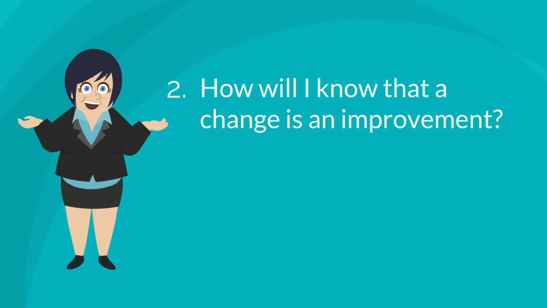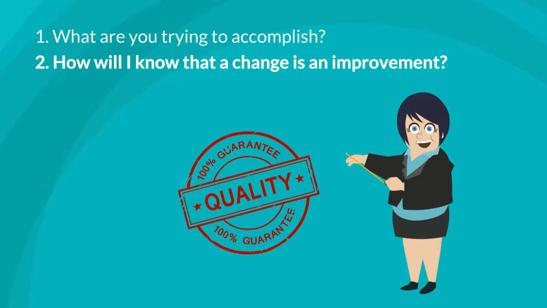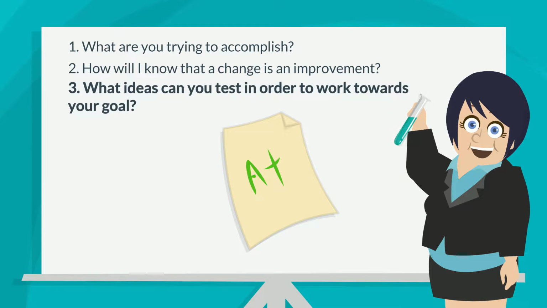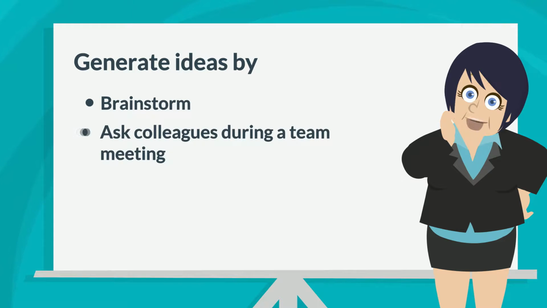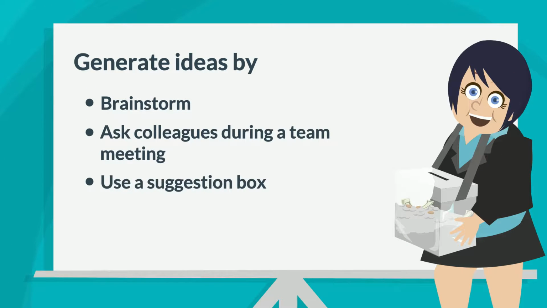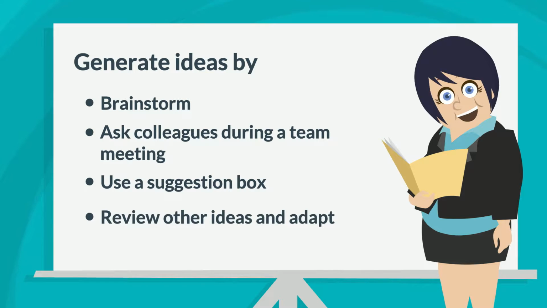How will I know that a change is an improvement? Measure it. Otherwise, it is impossible to know whether you are improving or not. Collect the information you need in order to measure the change. Don't forget to keep the collection process simple and easy to do. Then, after you have your goal and measures, think of some ideas that you can test. There are a number of ways you can generate ideas. If you are working in a team, you could brainstorm, ask colleagues during a team meeting, use a suggestion box, or review other people's ideas and adapt them to your own setting.